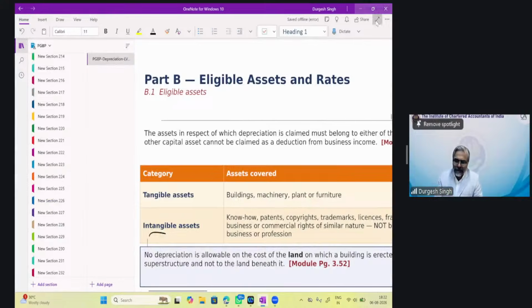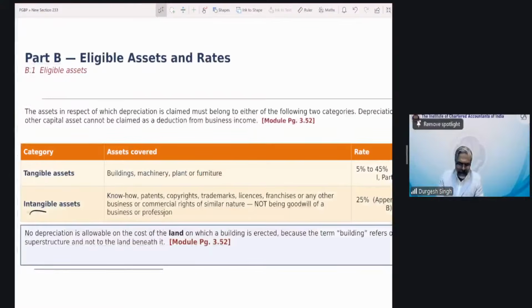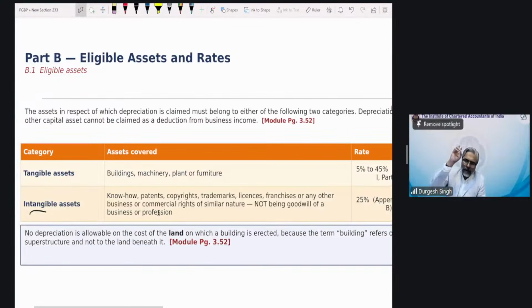Now, students, just be very careful, because there was a Supreme Court judgment earlier. In that judgment, it was said that goodwill was an eligible intangible asset, and therefore the assessee is allowed the depreciation. To overrule that judgment, this specific provision has been introduced in 2021, where it was said that purchased goodwill will not be considered as an eligible intangible asset.